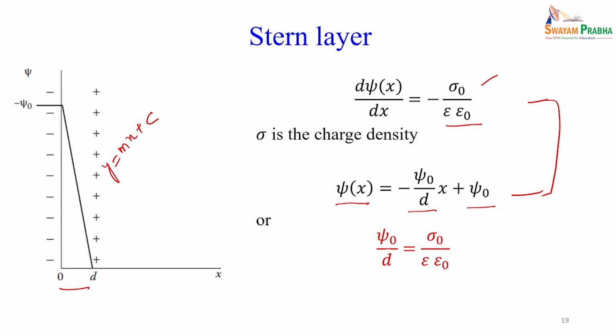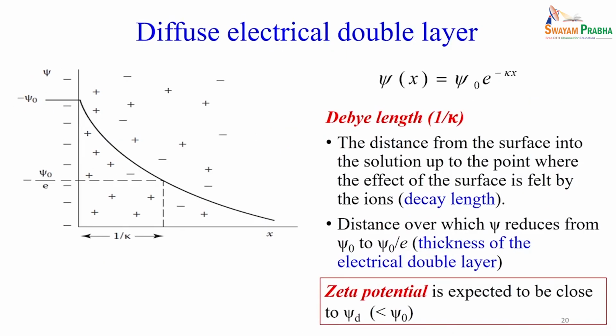So, depending on the thickness of the Stern layer, we should be able to calculate what is the charge density or what is the electric potential in the Stern layer. Now, if you go to the diffuse layer, in the diffuse layer the potential decreases exponentially, and in that case the change in the potential with x is exponentially related, like psi naught e to the power minus kappa into x.